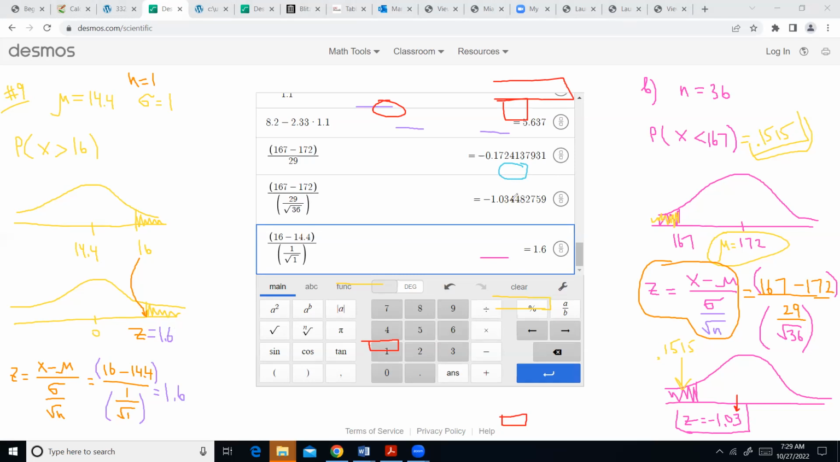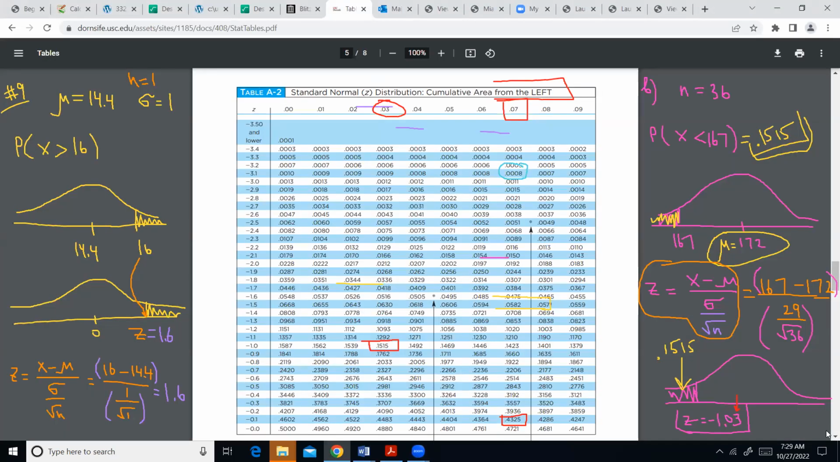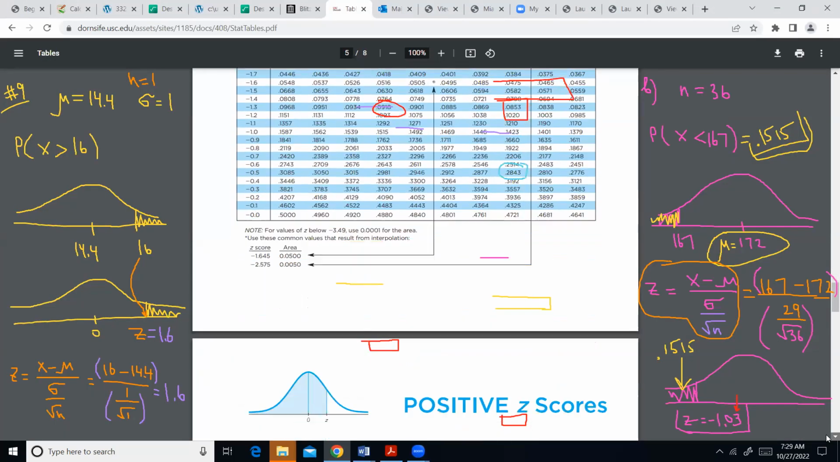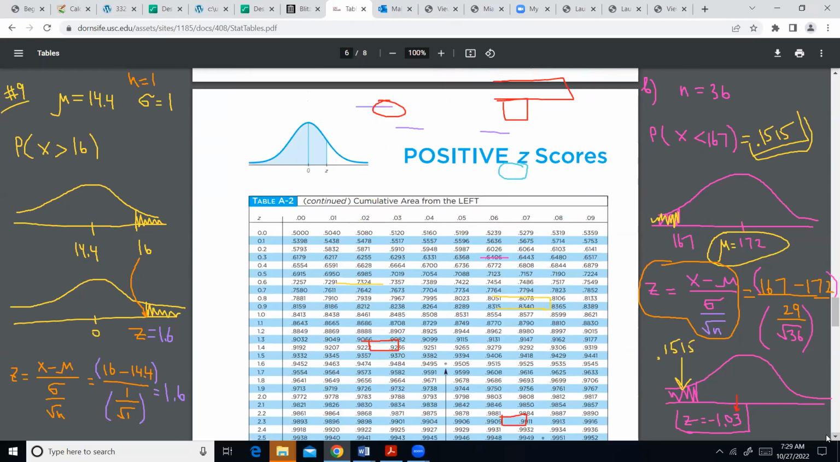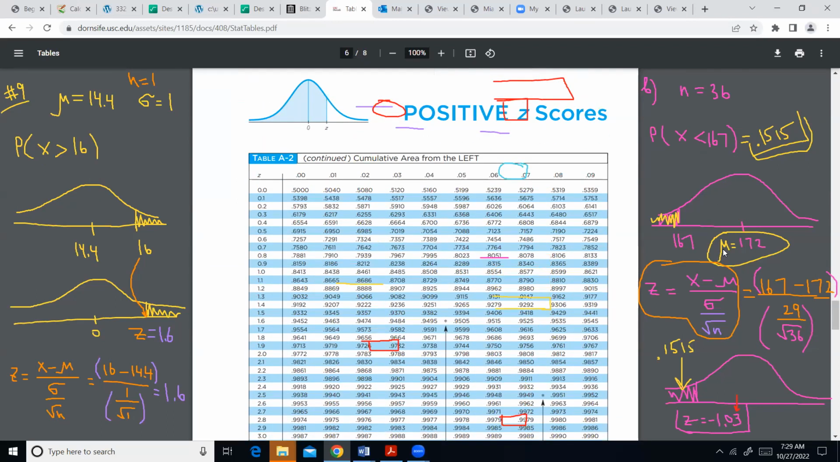Okay, so let's go for the probability tables. Here they are. Now I need to scroll down because I need positive z-scores. So 1.6, where is it located? Looks like it's here. Here's the row. And it's no hundredths, right? It's exactly 1.6, so I go with the first column with 0 hundredths.